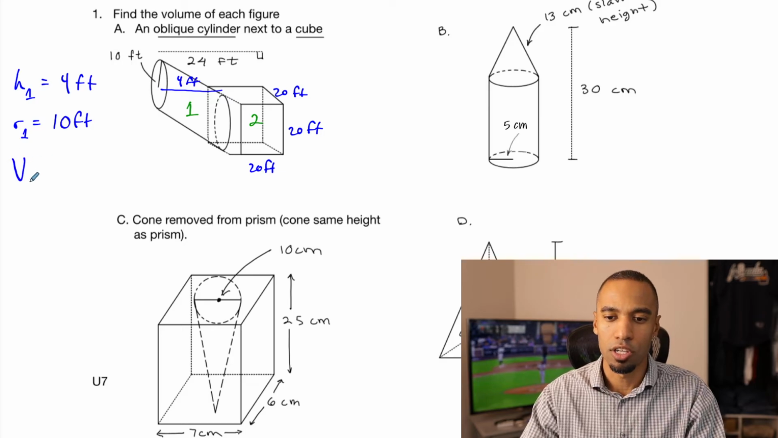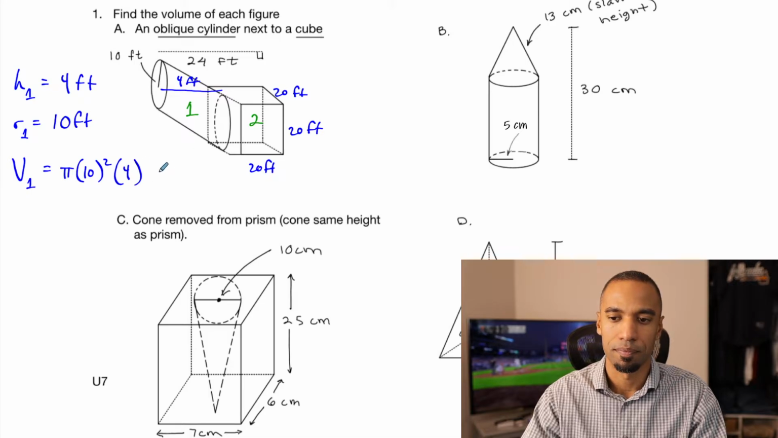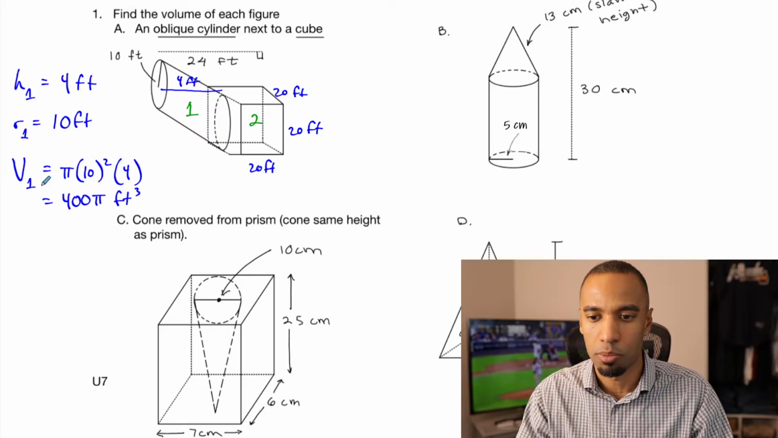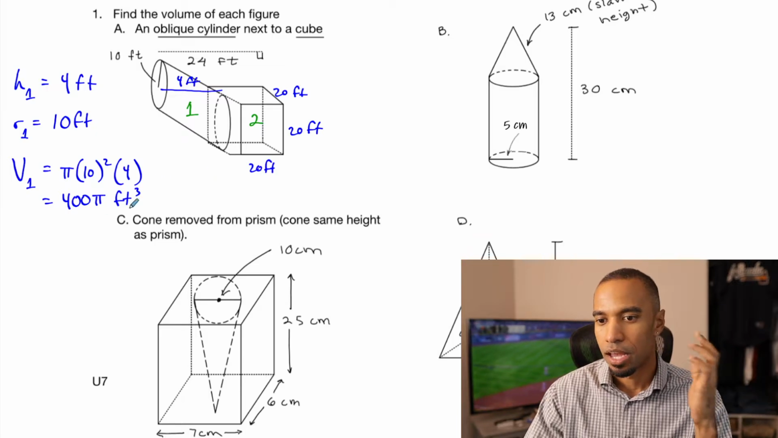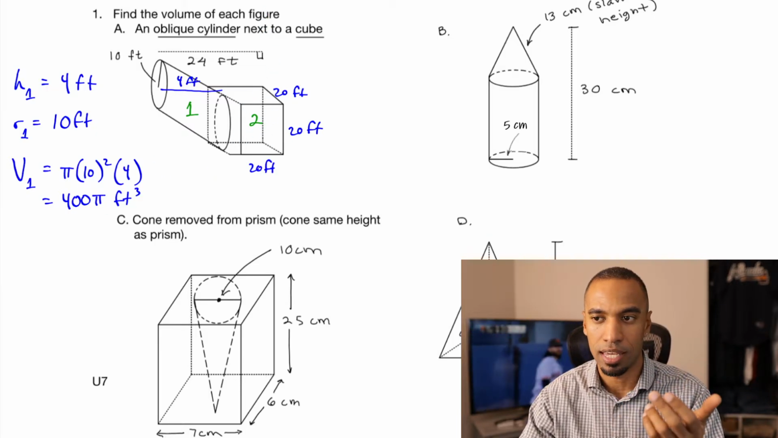So the volume of the oblique cylinder here is area of base, pi r squared, times the height of 4. So that's going to be 400 pi cubic feet. That's the volume of the first guy. Now I'm going to add this with the volume of the cube as well, and I'll go ahead and round at the end of this.